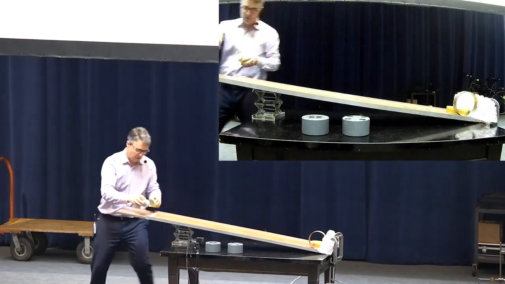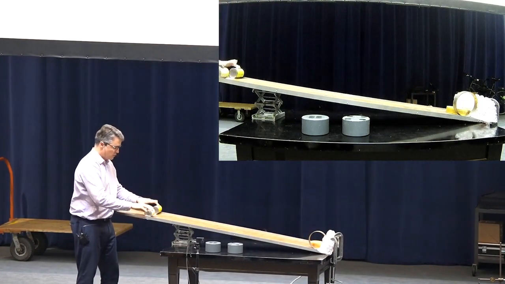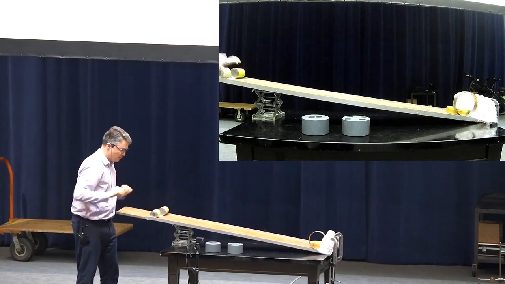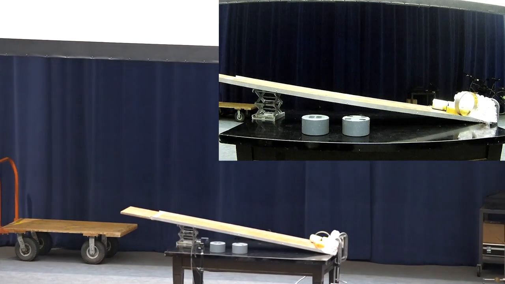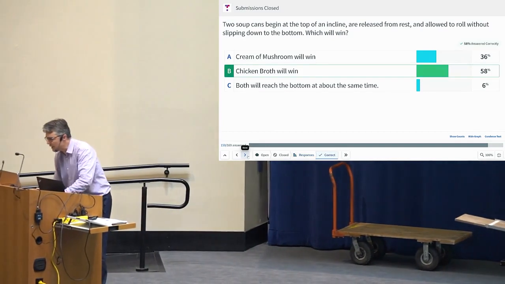We'll put the mushroom soup closer to you. So this is the mushroom soup. So it's weird, eh? So you were right. I think 58% of you got that one. And I kind of knew it was going to happen.